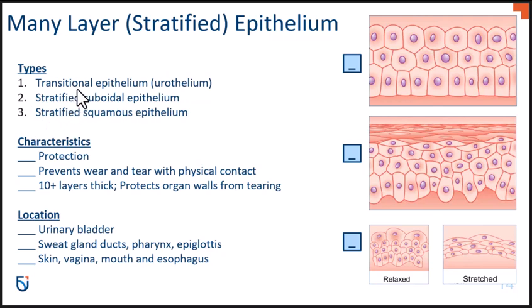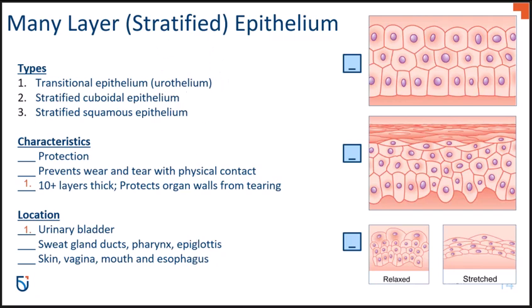This is actually my favorite type of epithelial tissue because it's so cool in its function, and it is going to be 10 plus layers thick, so many layers, and it's going to protect an organ wall from tearing, and it's found in the urinary bladder. That's why it gets the name urothelium. Uro is referring to your urinary tract. So this is a specialized type of stratified epithelial tissue that is called urothelium.